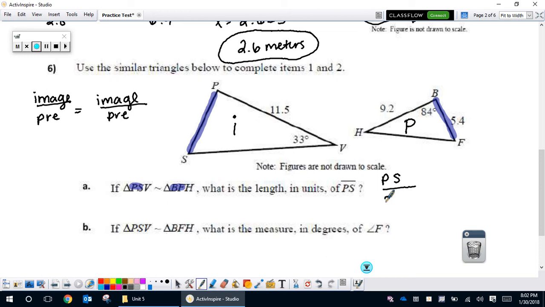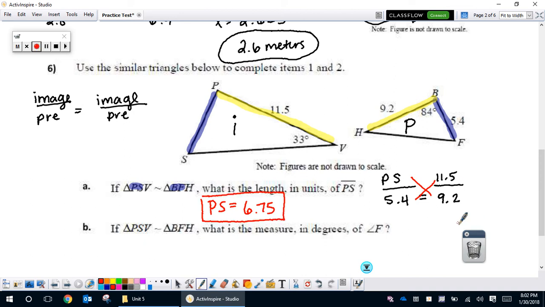PS is the image over 5.4. And then we want to pick another side. I would pick PV, and PV goes to side BH. So if we're consistent with image over pre-image, it has to be 11.5 over 9.2. And then again, you cross multiply. If you cannot cross multiply, please see me. Divided by 9.2, 6.75. Notice this one does not say to round anywhere, so you can just leave your answer as 6.75. If it doesn't say to round, just use what's in your calculator.